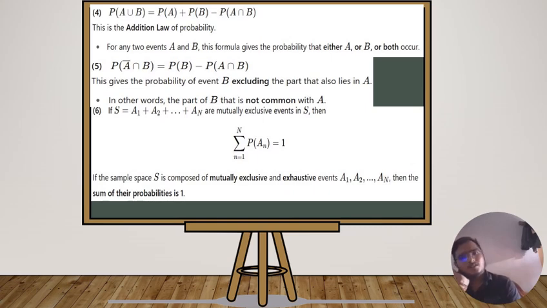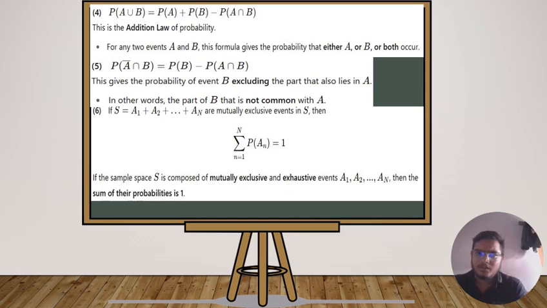Then we take P of A plus P of B minus P of A intersection B. In a die we do not get two numbers at a time, so P of A intersection B is equal to 0. This is also called the addition law of probability. For any events A and B, the formula gives the probability that either A or B or both occur. With a die we get only one number, so two numbers at a time does not fit, and that is why we subtract P of A intersection B.